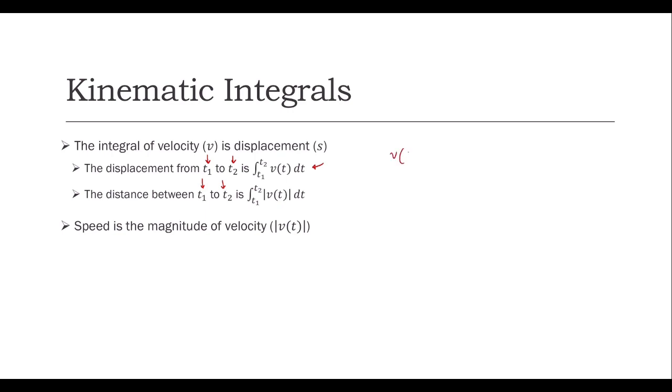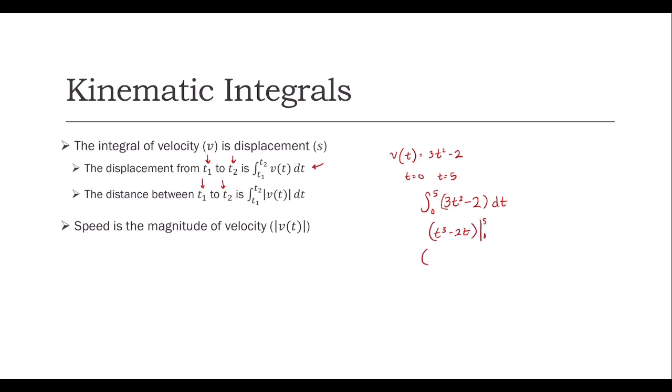So if your velocity function, for example, was 3t squared minus 2, and we wanted to know the displacement between t equals 0 and t equals 5, you would do the integral from 0 to 5 of 3t squared minus 2 dt. So that would be t cubed times 3 over 3, so 1t cubed minus 2 times t evaluated from 0 to 5.